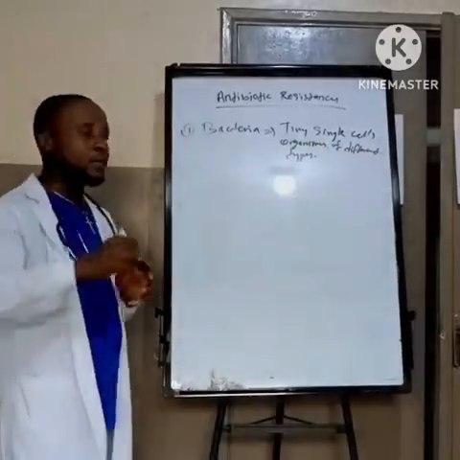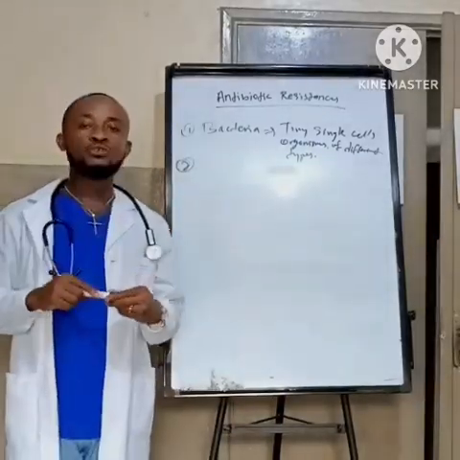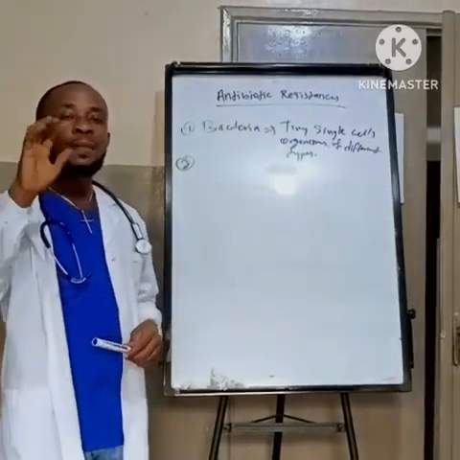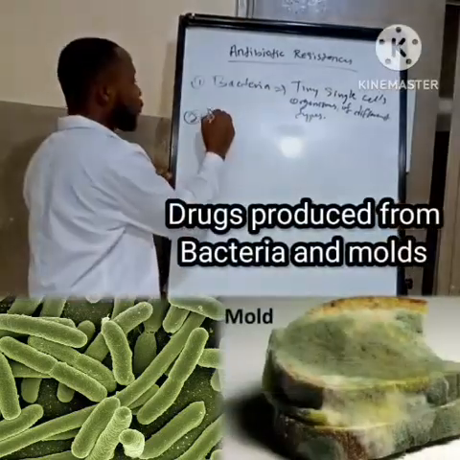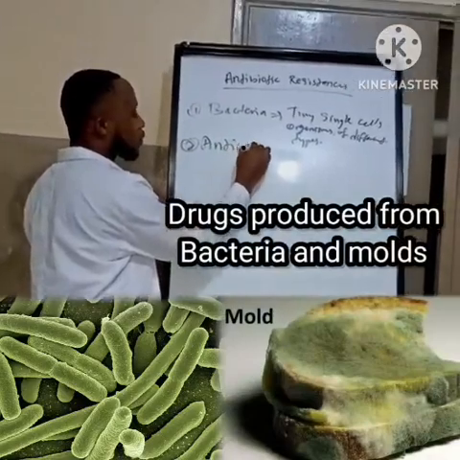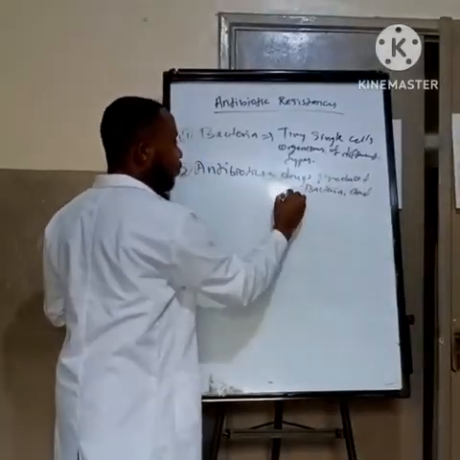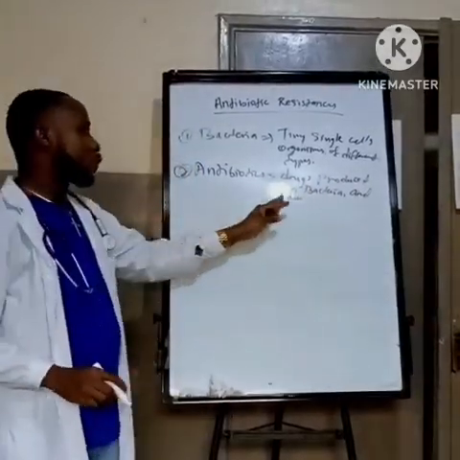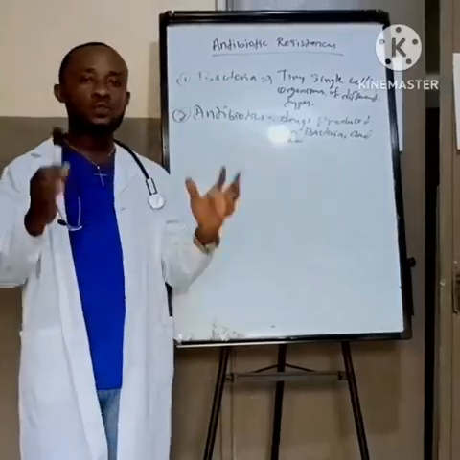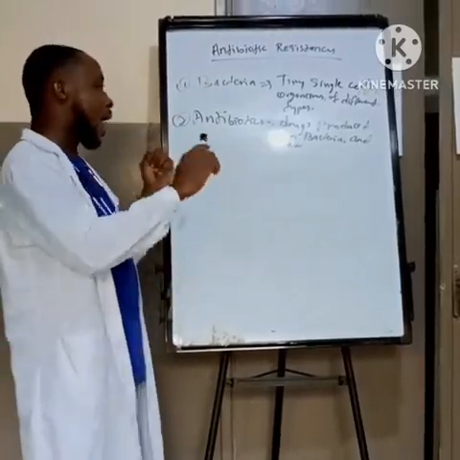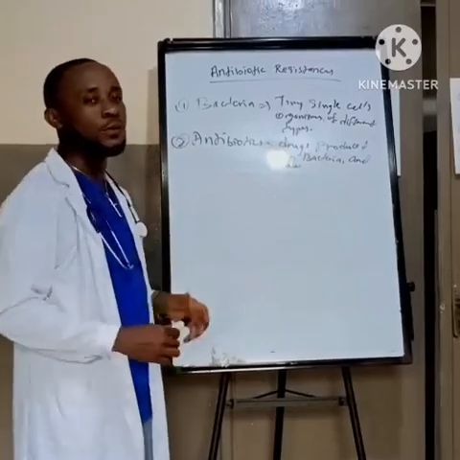So what are antibiotics? Antibiotics are drugs that are produced from bacteria as well and from molds. So they are drugs produced from bacteria and mold. They are produced by understanding how bacteria is structured and formed, then used as an anti-substance, something that is against the same bacteria.